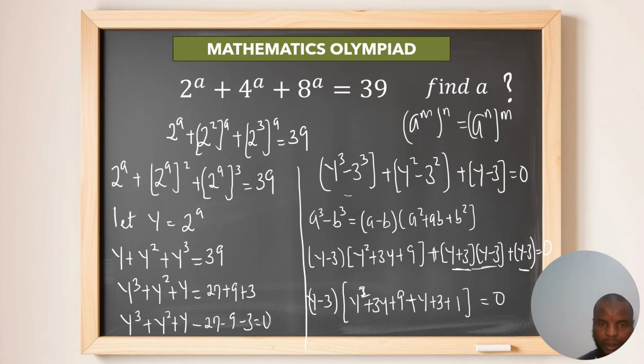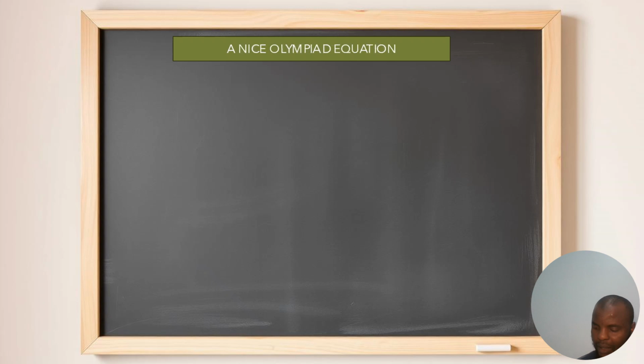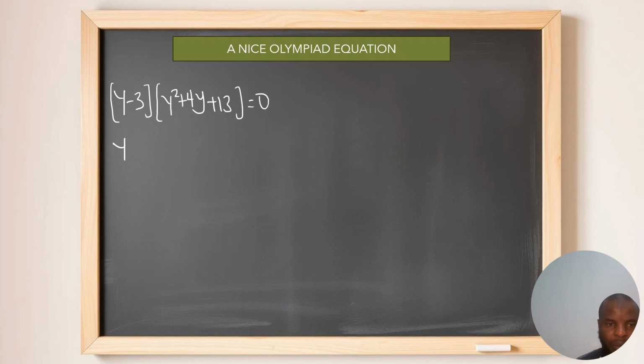Now, next slide. So here we have y minus 3 given. If you look at the previous slide and simplify that, you're going to have y squared plus 4y plus 13 equals 0. Now here you can say that y minus 3 equals 0, and that y squared plus 4y plus 13 equals 0.